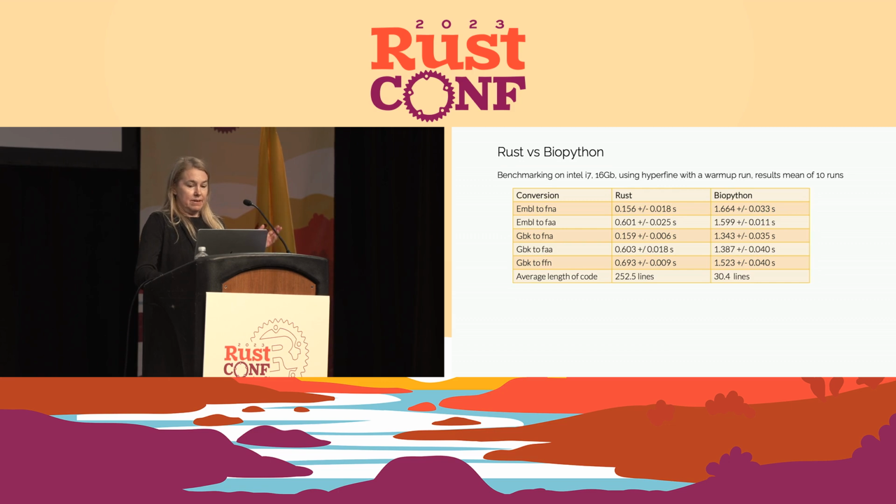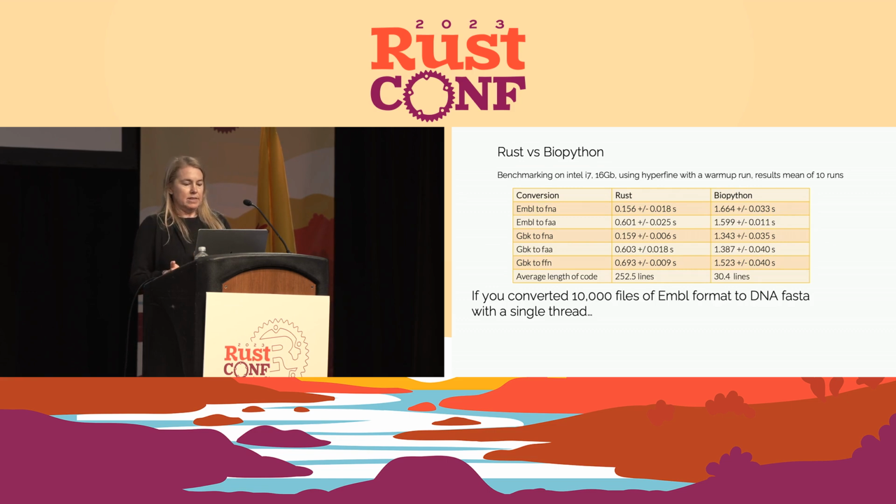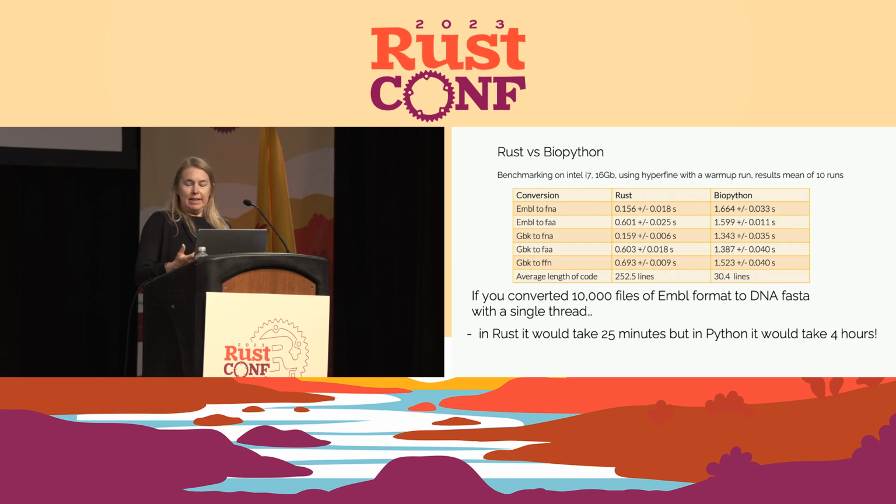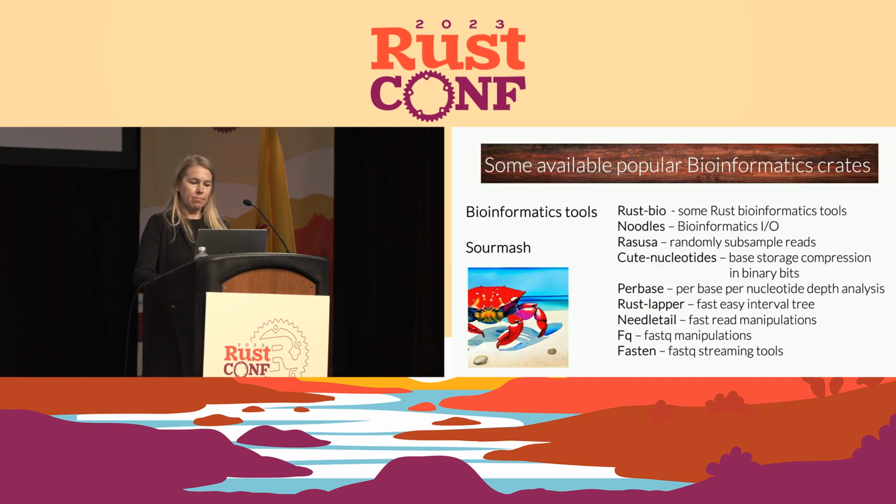But then I discovered definitely yes, because at one point I was converting 10,000 separate bacterial genome files of EMBL format to FASTA format. And if you did that on a single thread, in Rust it would take 25 minutes, but in Python it would take 4 hours. So obviously you wouldn't do that on a single thread, one after another, but clearly we're using much more resource.